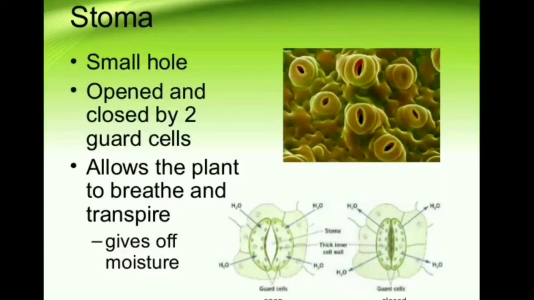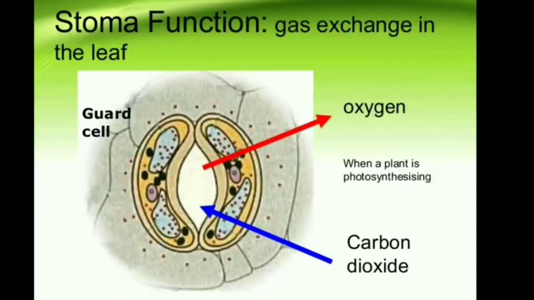Leaf is the most important part of the plant, and it possesses some small holes which are known as the stoma or the stomata. It can be opened or closed, and it is guarded by 2 guard cells. These small pores allow the plant to breathe and transpire. That means it also gives off moisture. The stoma helps in exchange of gases, that is carbon dioxide and oxygen, when a plant is photosynthesizing.